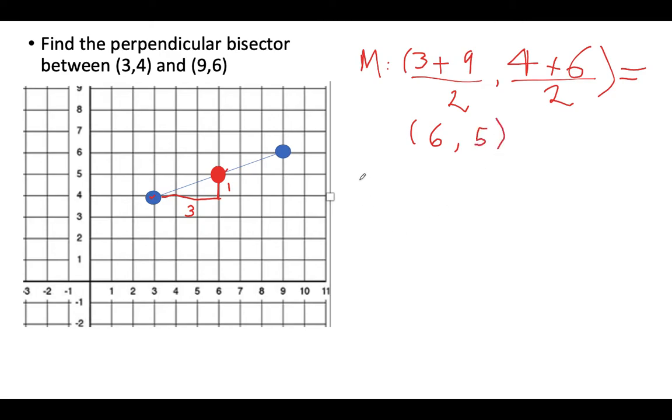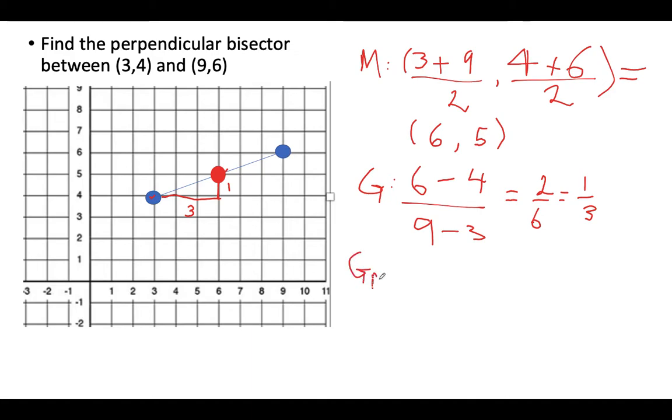Easy. Next thing we're going to do is work out the gradient of the line. We've done that drawing on the picture, but you can do it manually. You do the difference in y, 6 minus 4, divided by the difference in x, 9 minus 3, which is going to be 2 divided by 6, or 1/3. Now we're going to do the gradient of the perpendicular bisector. Remember, if something's perpendicular, you flip it and you change the sign. So 1/3 flipped becomes -3.